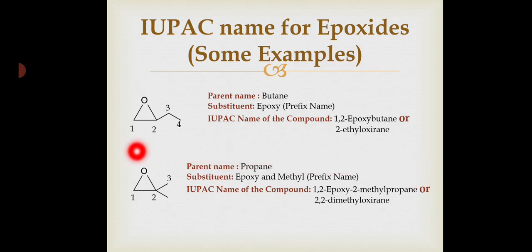Or if you want to name it by the Oxirane method, then Oxirane is this. Epoxide rings are called Oxirane, and this Oxirane has 2 methyl groups at 2 position. So what is the name of this compound? It is 2,2-dimethyl oxirane. If you name it by the Oxirane method, it is 2,2-dimethyl oxirane. Otherwise, it is 1,2-epoxy 2-methyl propane.